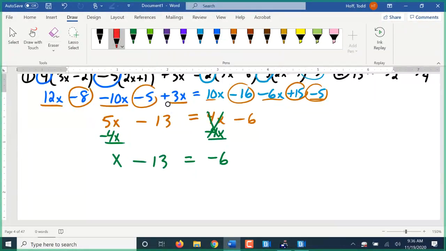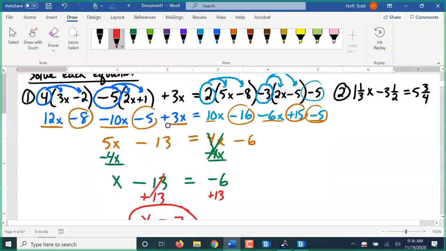So now we're ready to solve. All we have to do is add 13. X equals negative 6 plus 13 is 7. So we get x equals 7 there. Well, a lot of steps, but again, not terrible to solve.